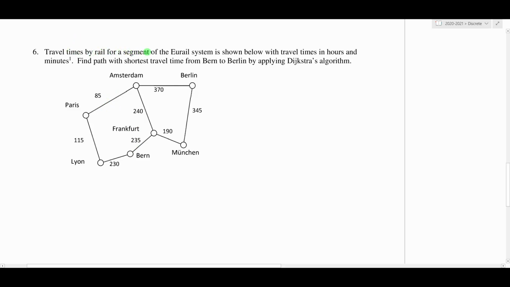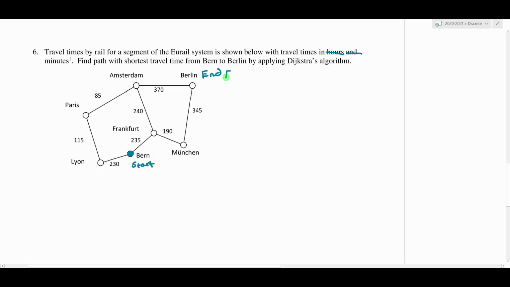All right, so travel times by rail for a segment of the Eurail system are shown below, with the travel times in hours and minutes. It looks like it's actually only in minutes, right? So we'll get rid of the hours. So it's in minutes. And find the path with the shortest travel time from Bern to Berlin. All right, Bern is here. So we'll say Bern is the start and Berlin is the end. So we're trying to get from Bern to Berlin in the shortest amount of time possible.